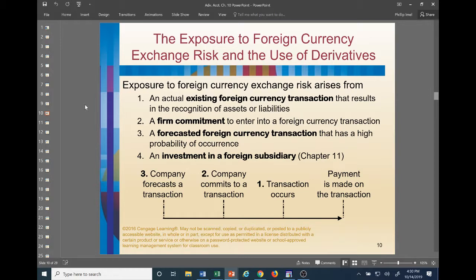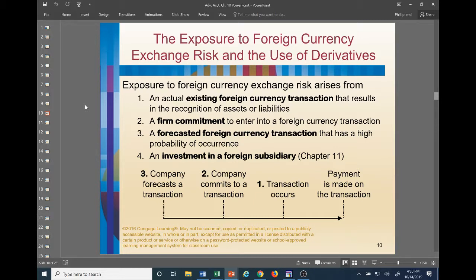Another situation is a firm commitment to enter into a foreign currency transaction. Beginning at the date of the commitment, the risk to be hedged against is the risk that the value of the commitment, which is fixed in a foreign currency amount, could be adversely affected by subsequent changes in the exchange rates. Another situation could be a forecasted foreign currency transaction that has a high probability of occurrence. In this case, the risk being hedged against is the risk associated with exchange rate changes.